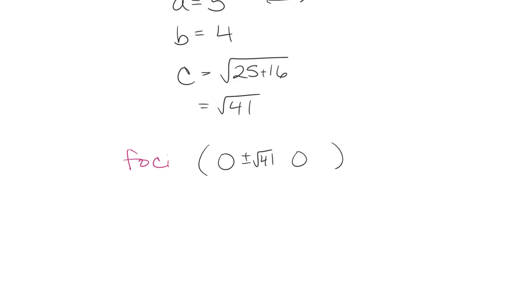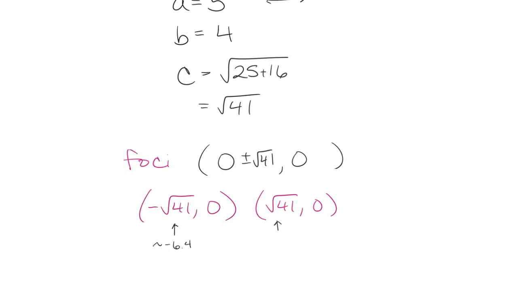So my foci would be found at negative square root 41 comma 0 and positive square root 41 comma 0. Since I know we're going to be graphing this later, I went ahead and figured out what the negative square root of 41 is, and that's approximately negative 6.4, and this would be approximately 6.4. For the actual answer, we want it in exact terms, but to actually graph it, we probably want the coordinate point, or the decimal approximation, sorry.